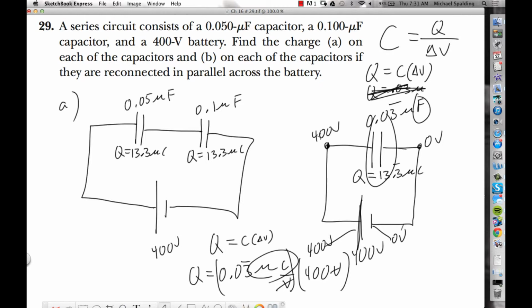Yo. What are they equal? The charges? Well, okay. Are you saying why do capacitors in series have the same charge?